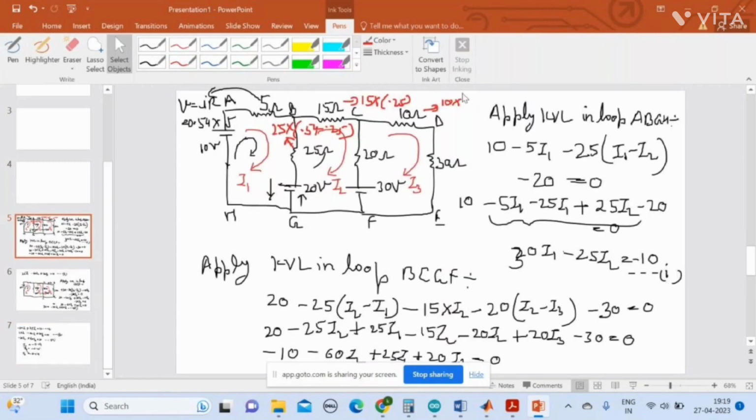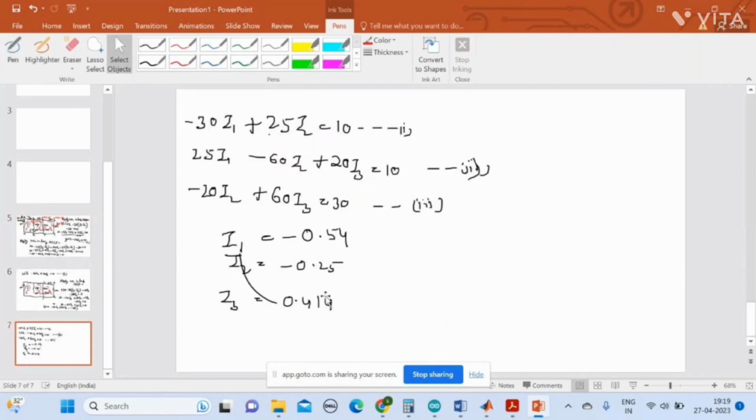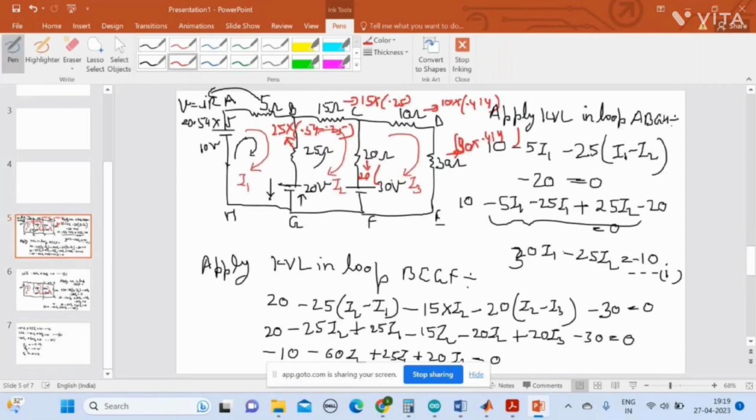By applying these formulas, you can calculate the potential drop across the different resistors here. Across 20 ohm, the potential drop will be 20 into the difference I3 minus I2. I3 is 0.414 minus 0.25. Calculate this and you will get the potential drop across 20 ohm. So by applying this, you can calculate the potential drop across various resistors here. So this is question 1 that we have solved.